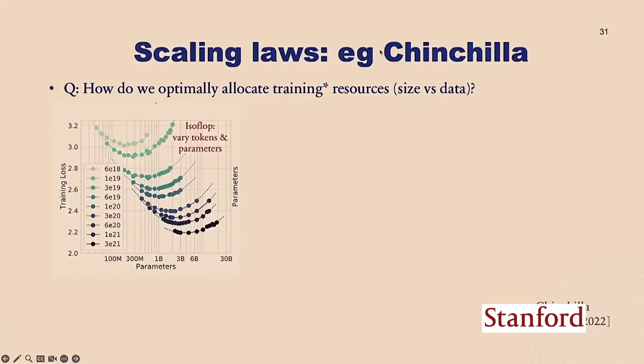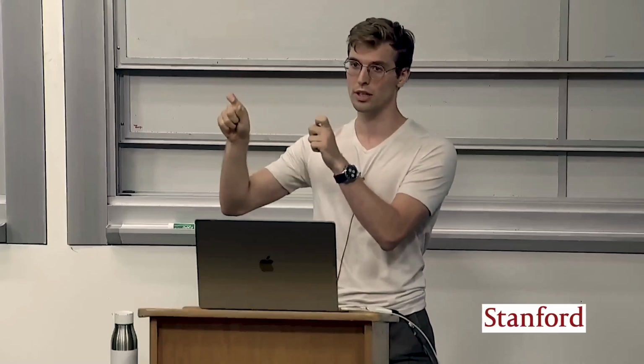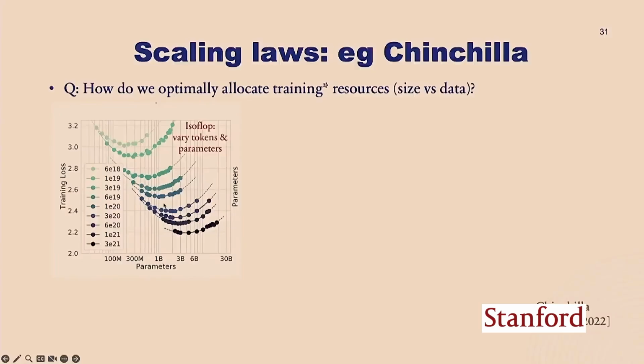The way they did it, I want to give you a little bit of a sense of what these plots are. Here you see training loss again. On the x-axis, you see the number of parameters, so the size of the model. And all these curves are what we call isoFLOPs, which means that all the models on a curve have been trained with the same amount of compute. The way you do that is you vary the number of tokens trained on and the size of the models, in such a way that the total compute is constant. All these curves with different colors have different amounts of compute. Then you take the best one for each of those curves.